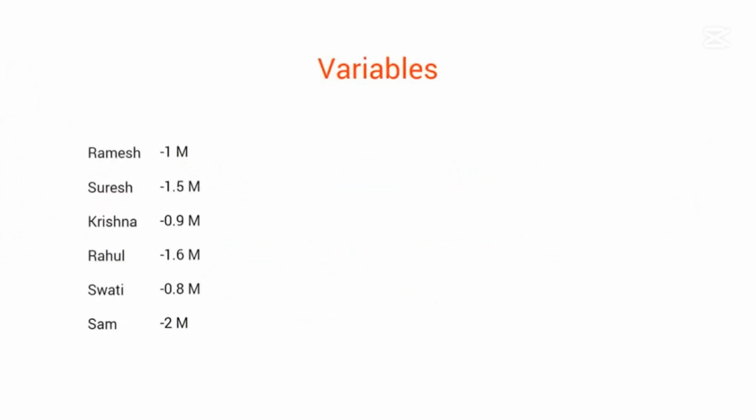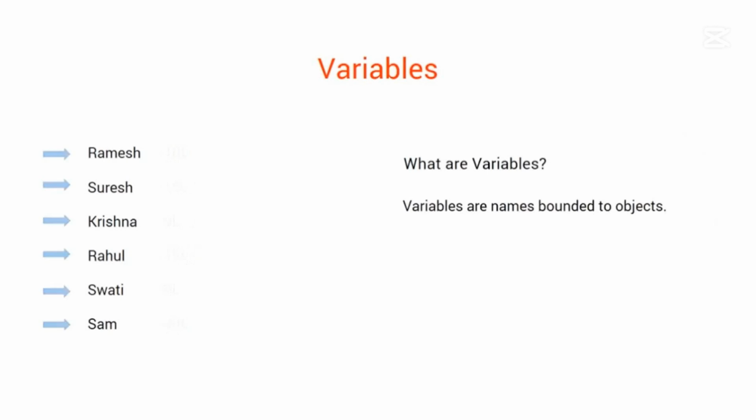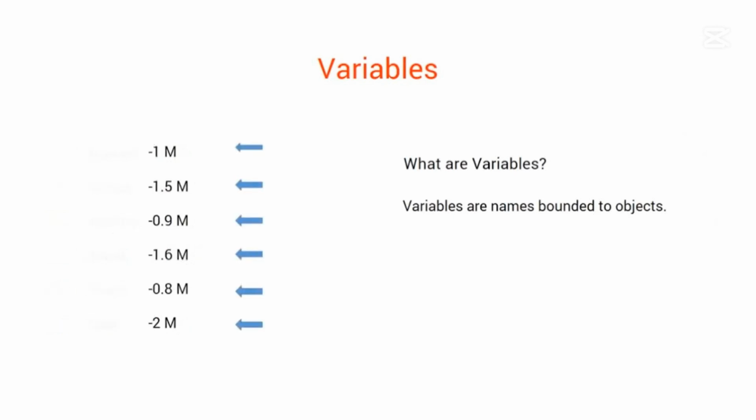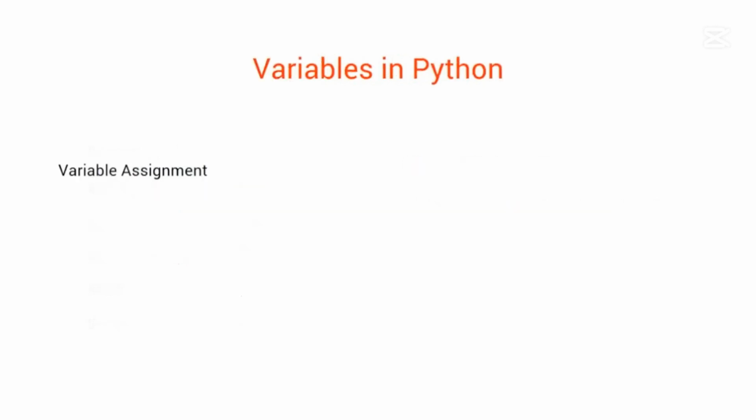You may or may not have realized that you made use of names or variables to make a problem easier. So what are variables? Simply described, variables are names bound to objects. Here, these arrows represent the variables, and these are the constant values or the objects. Now since you know what variables are, how are these variables used in Python? Variables are first assigned a value and then can be used in Python. So the general syntax is, first comes the variable name, then the equal to sign, which is also called the assignment operator, and then the constant value to be assigned to the variable.